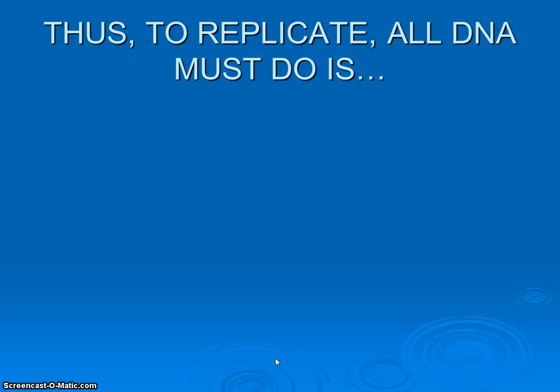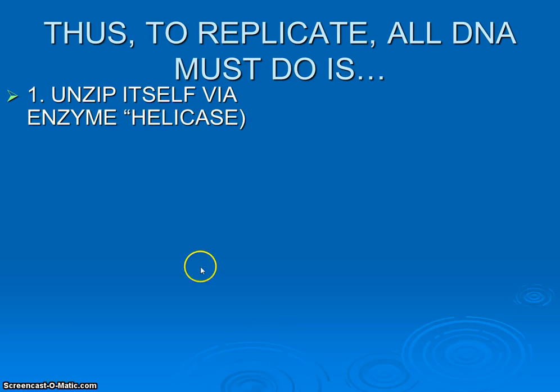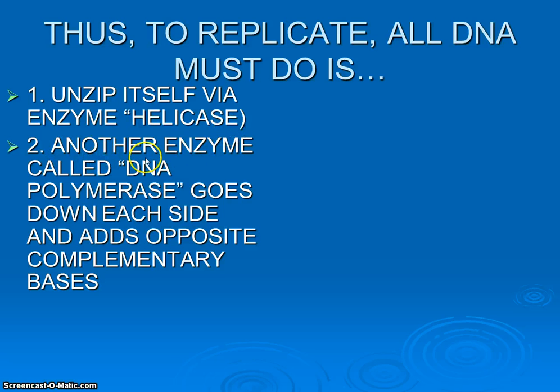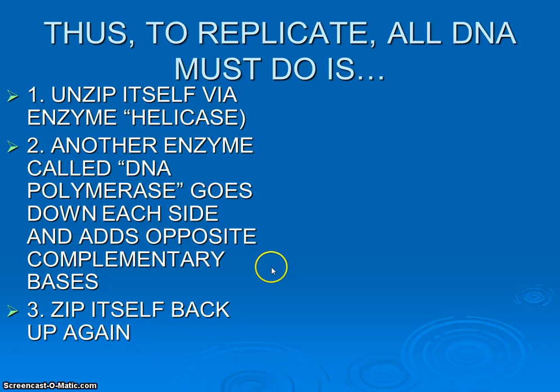So to replicate it, again, it's really a three-step process. The first thing that's going to happen is a special enzyme called helicase will have to unzip the DNA and open it up. Then yet another enzyme, DNA polymerase. Remember, proteins and enzymes are amazingly important. We know what it's going to be doing, dealing with DNA. Polymer we saw in the beginning of the year, that means many or several, and -ase is the ending. So this is going to build a polymer of DNA. It's going to go down each side and add opposite complementary bases, and then we just zip it back up again.